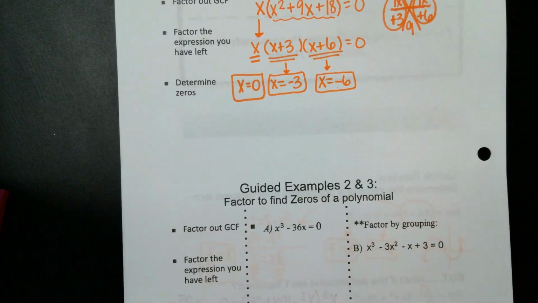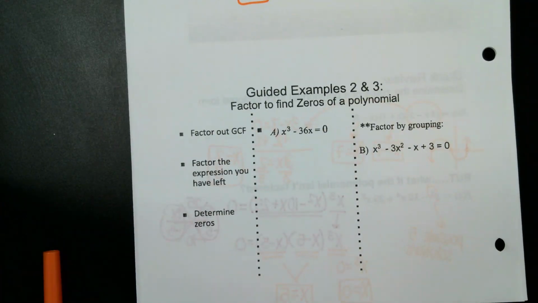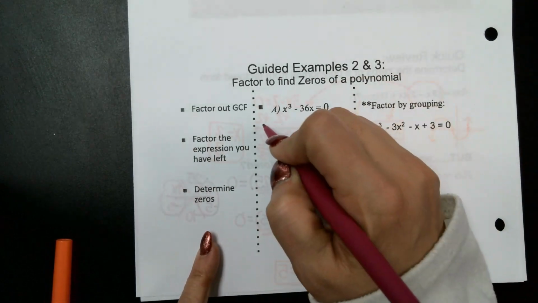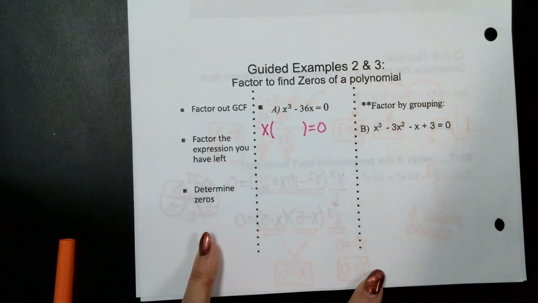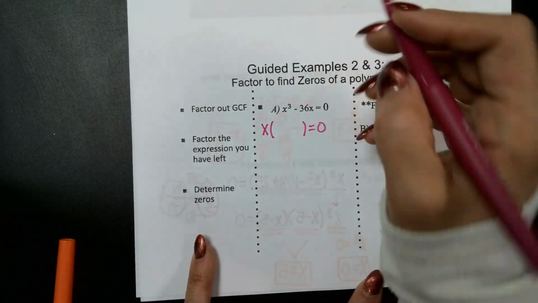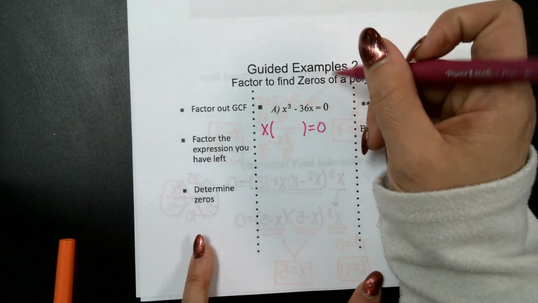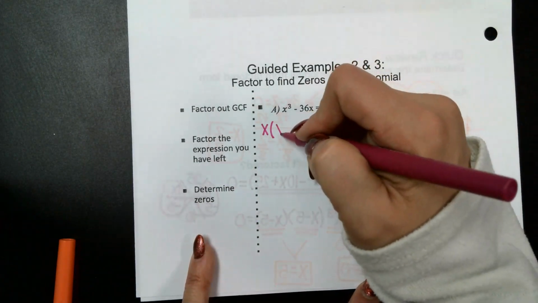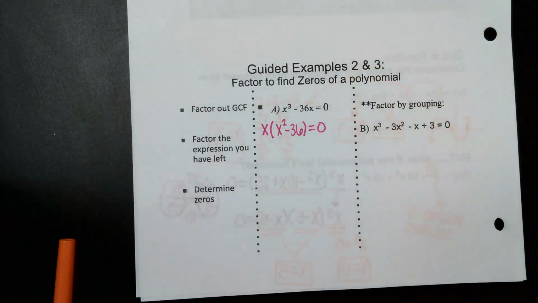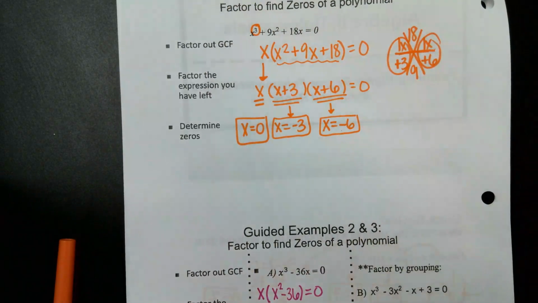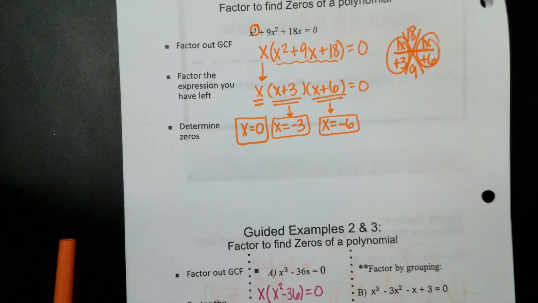Okay? Now this one down here, the x cubed minus 36x equals 0. What do those two terms have in common? I will, give me just a second. And then what would be left over on the inside? Yep. Okay, so just think about it.